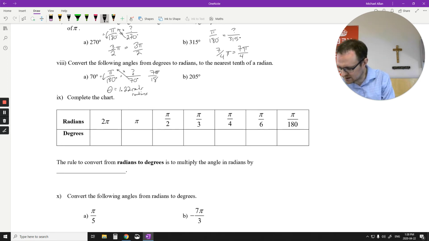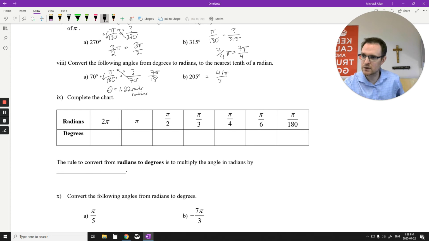The exact answer for this one is really ugly. This is going to be 41 pi over 36. But as an approximate decimal answer, 3 point, and this is nearest 10th here. Oops, I put that to nearest 100th over there by accident. But nearest 10th, it's 3.6 rads. Let's just change this down. Oops. 1.2 rads. Okay.